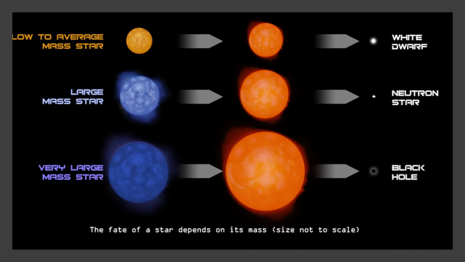On the right, you can also see the 3 possible outcomes for stars, and you can see that low to medium or average size stars will end as white dwarfs, larger stars will end as a neutron star, and then the largest of stars will actually end as a black hole.